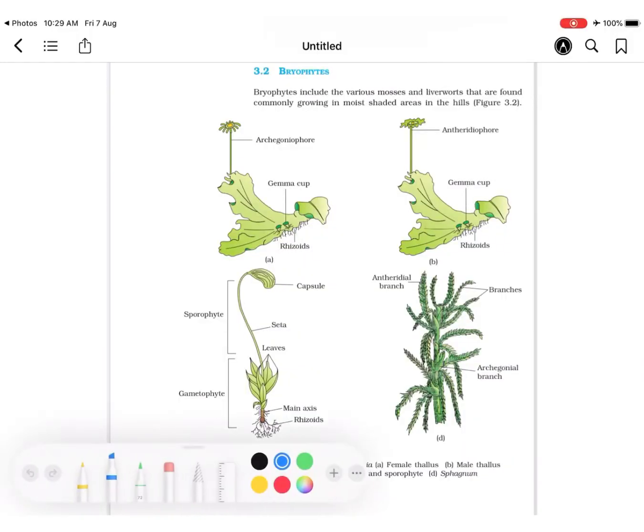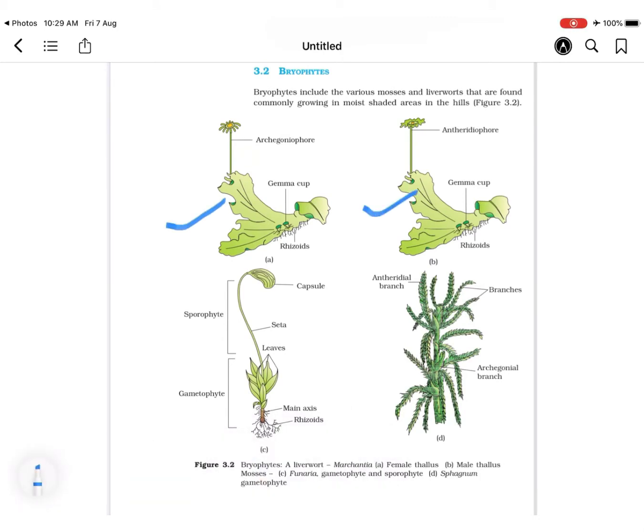As I have explained earlier, the bryophyte body is of thallus type. In these two diagrams, the body is a thallus, and the thallus develops rhizoids. The rhizoids are root-like structures, you can see them here, and then the gemma cups develop as reproductive organs. Similarly, the antheridiophore bears antheridium, and the archegoniophore bears archegonium. Archegonium represents the female reproductive part and antheridium represents the male reproductive part. So the body is of thallus type, and these are known as liverworts, like Marchantia.